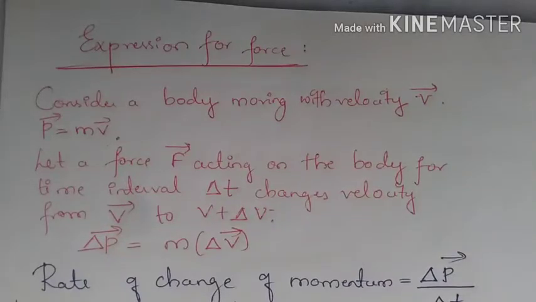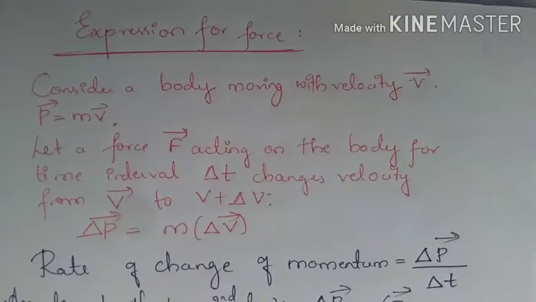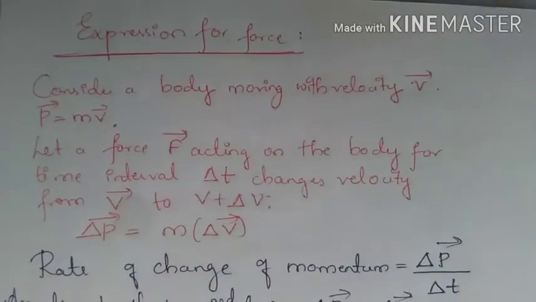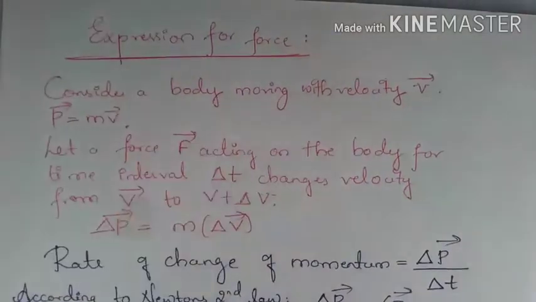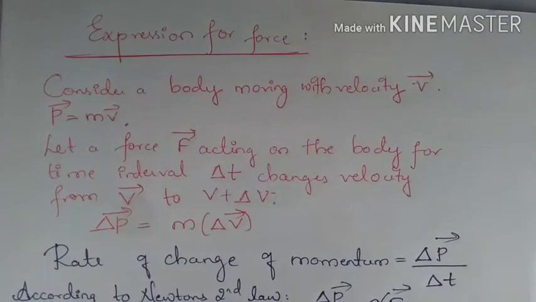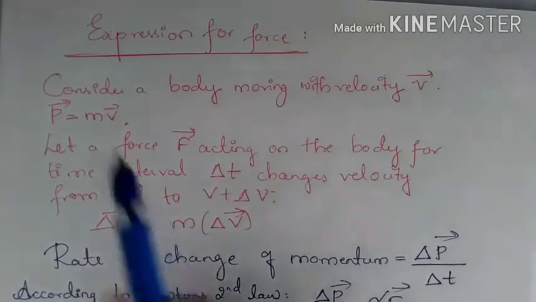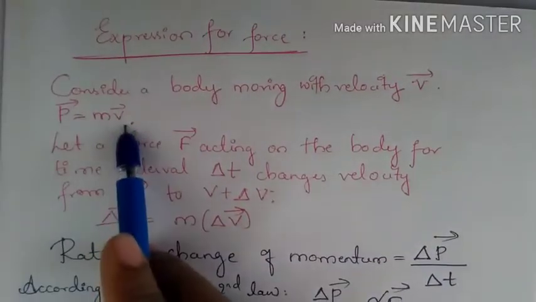In the previous lecture we left our discussion at the expression for force. So what have we done in this? We considered a body which is moving with velocity v, and for this body we have taken the momentum. What is momentum? Momentum is the product of mass and the velocity of the body. So for this moving object we have written the momentum.